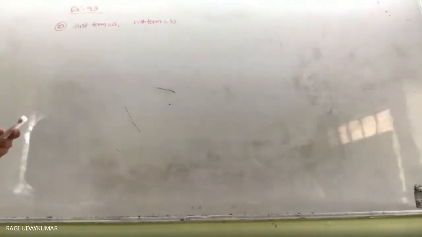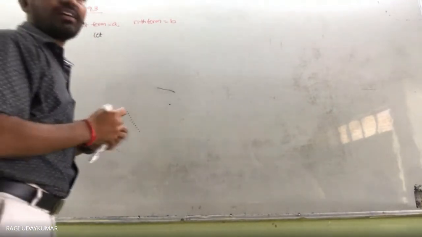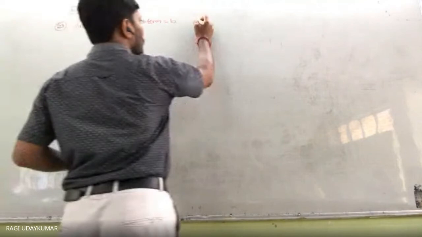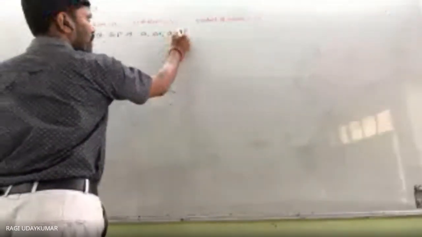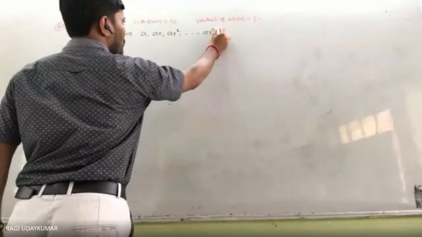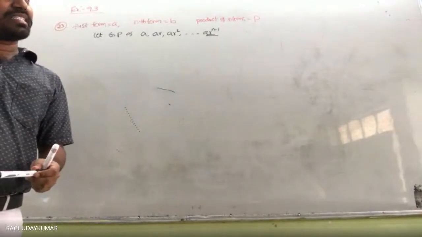So let the geometric progression as, whatever it is given, P is the product of n terms. We need to prove that P square is equal to (AB) power n. Simple question, same algebra only. Let the geometric progression as first term A. So A, AR, AR square, and so on, AR to the power of n minus 1. This is equal to B. It is given that. Okay, AR to the power of n minus 1 is equal to B.